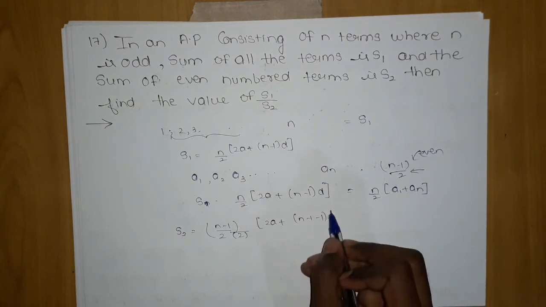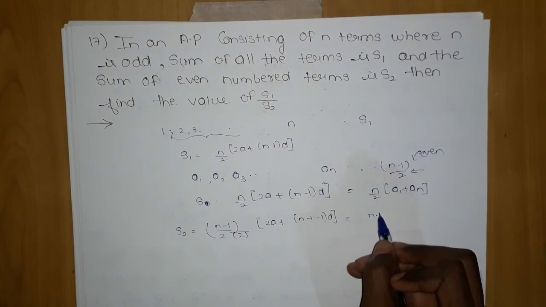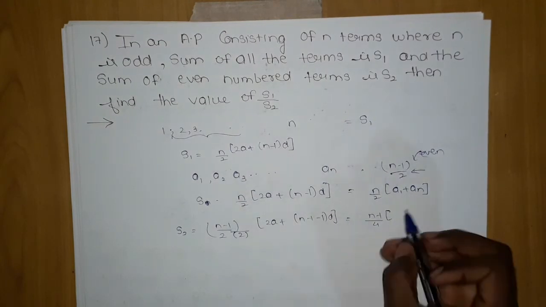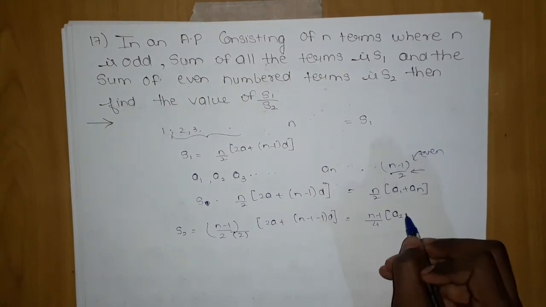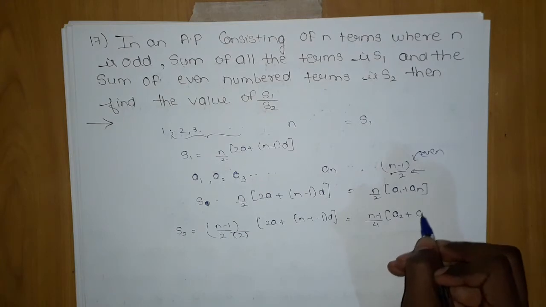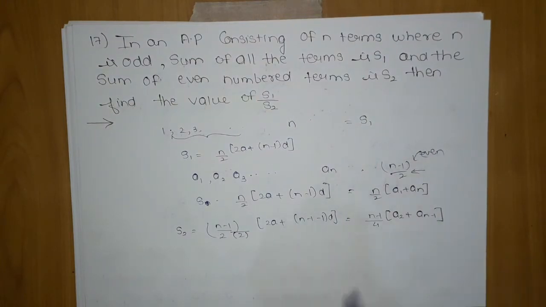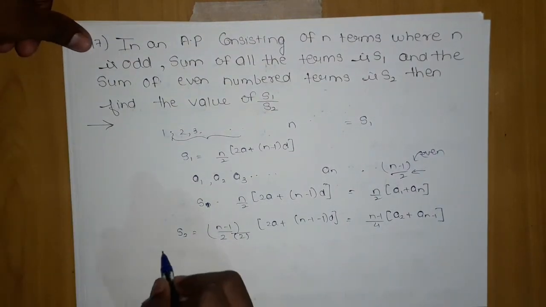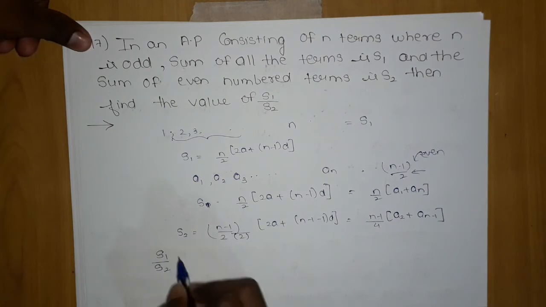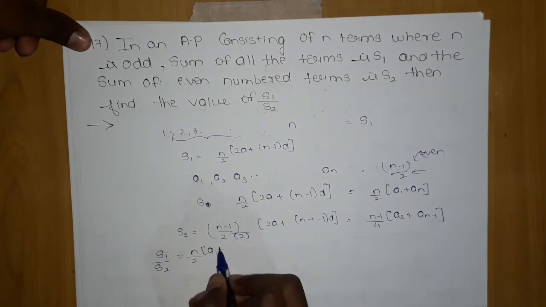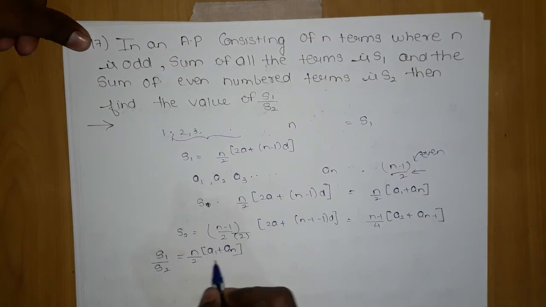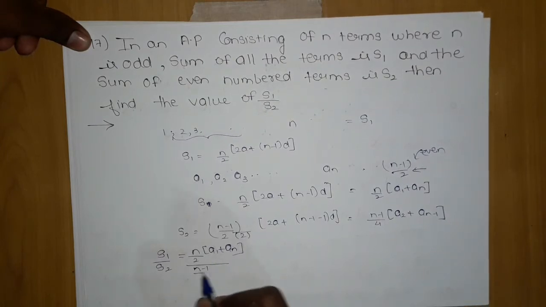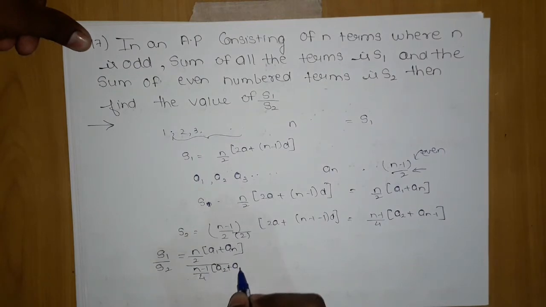d, but we will not do it that way; we will write it as (n minus 1)/4 into a2 plus a(n minus 1), since the first term a2 will be even. So we got this. Now we want to find the ratio S1 upon S2. It is nothing but n/2 into (a1 plus an), upon (n minus 1)/4 into (a2 plus a(n minus 1)).